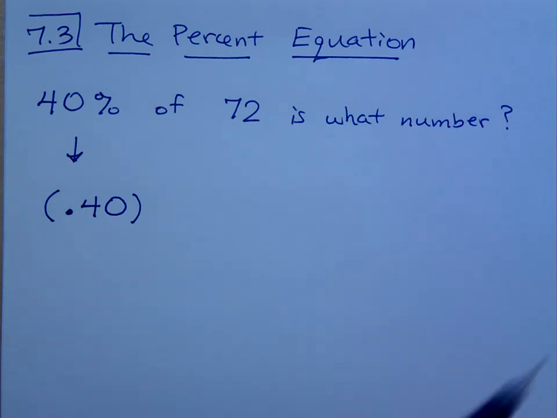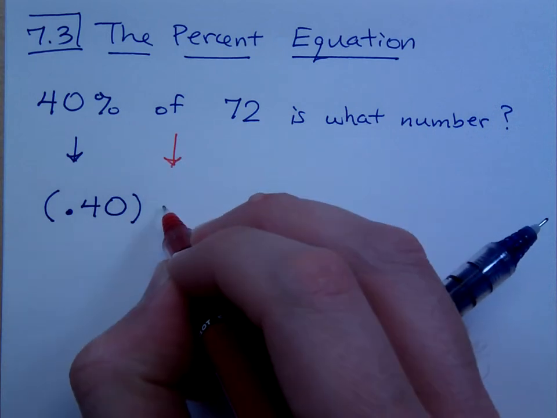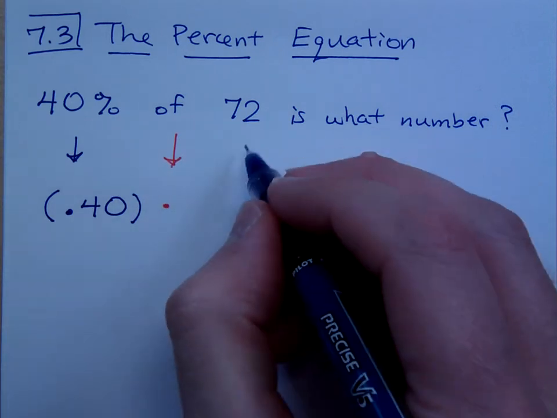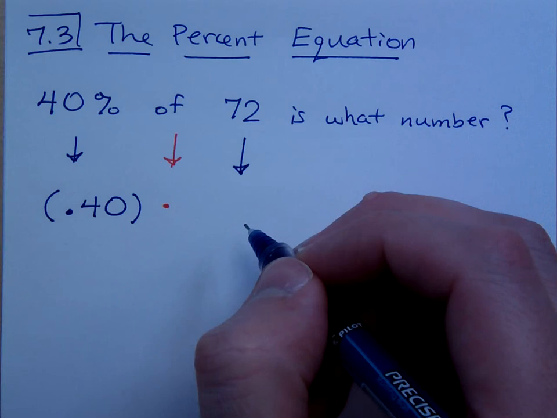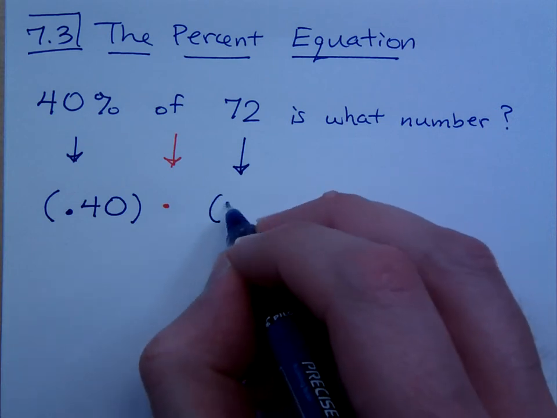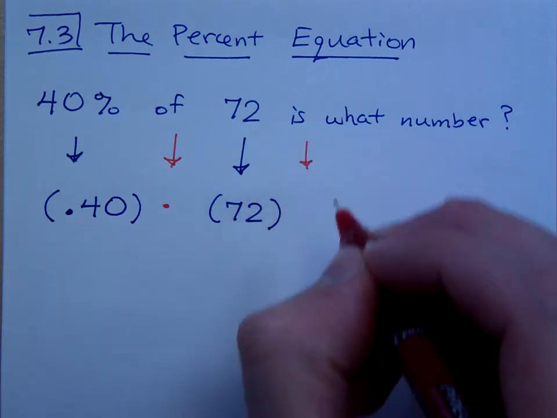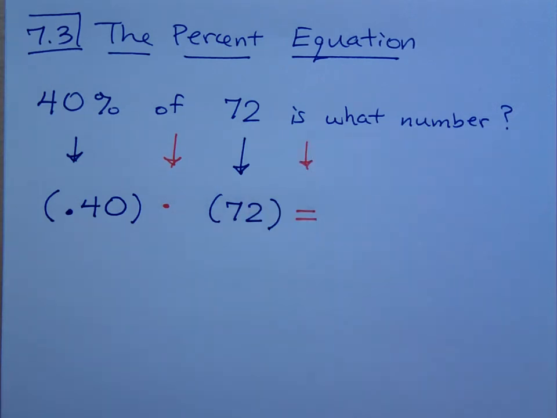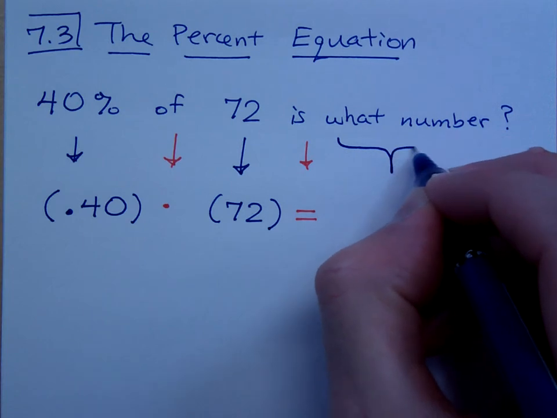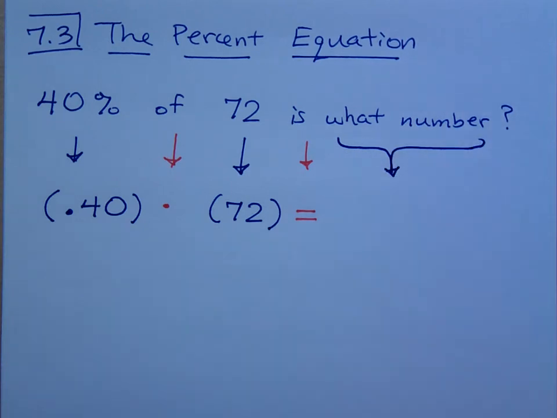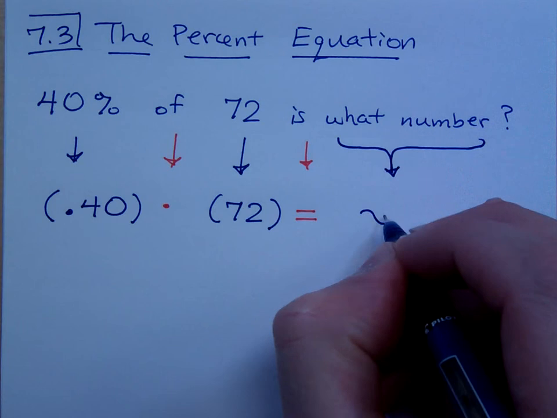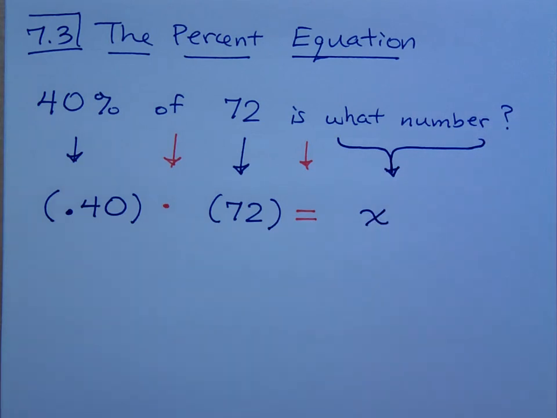How do you translate the word of? That's multiplication. How do you translate the number 72? Should just be 72, right? How do you translate the word is? Equals. How do you translate what number? X. Oh, goodness, you have an equation. If you can't solve this, well, I should probably edit this out.